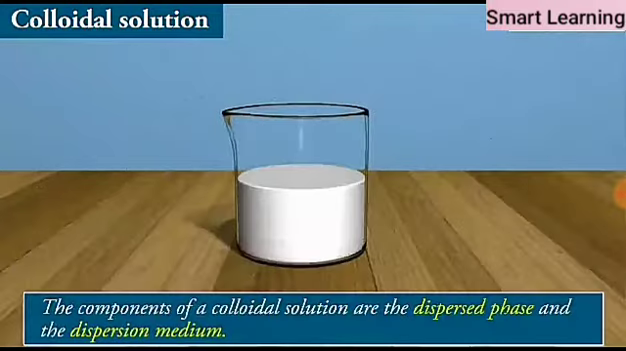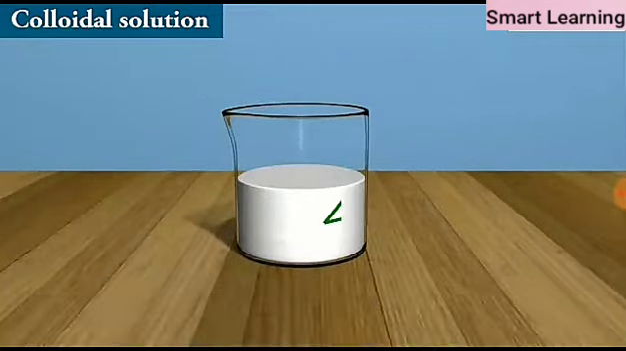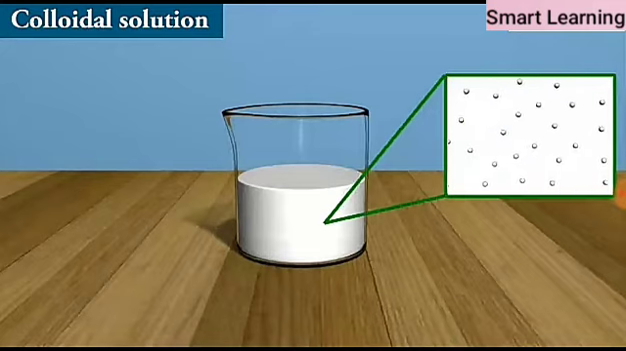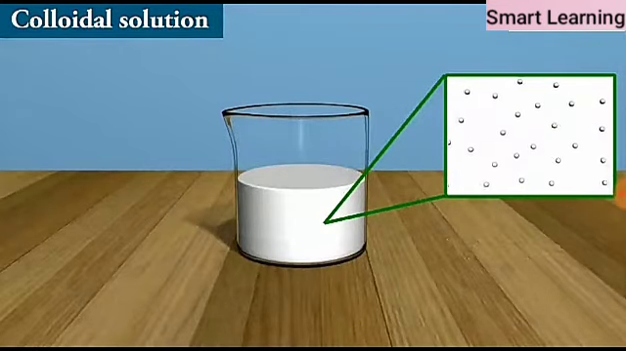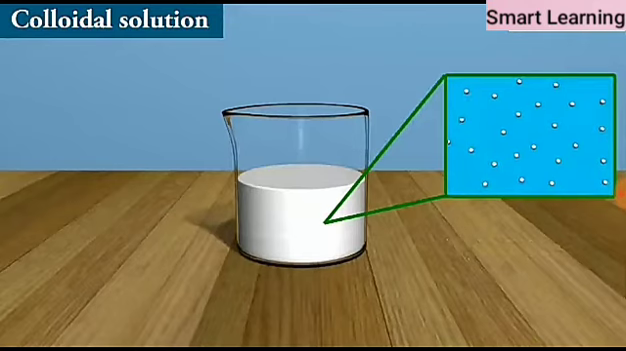The components of a colloidal solution are the dispersed phase and the dispersion medium. The solute-like component or the dispersed particles in a colloid form the dispersed phase, and the component in which the dispersed phase is suspended is known as the dispersion medium.